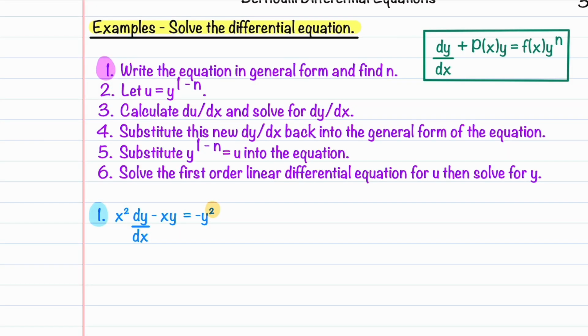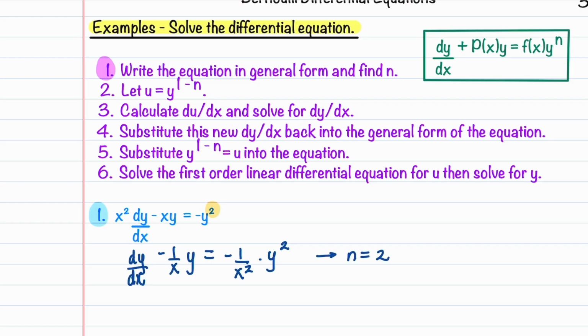The first thing that we're going to do is write this equation in general form and find n. Looking up at the right-hand corner, notice that the derivative is by itself. So that tells us we need to divide each term by x squared in our equation. This gives us dy dx minus 1 over x times y is equal to minus 1 over x squared times y squared. And let's make a note that n is equal to 2.